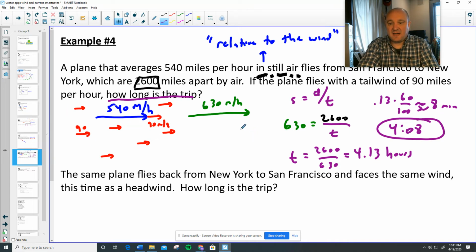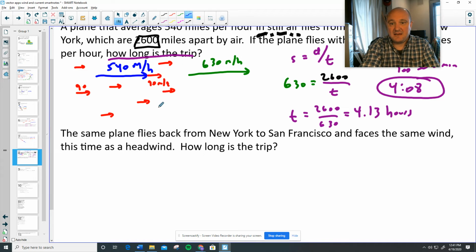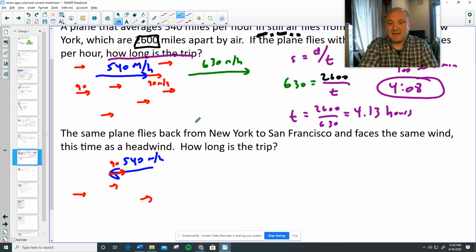What about if I'm going from New York back to San Francisco? And I've got the same wind going. So this time, I'm traveling this direction. Same plane, so 540 miles an hour, but the wind is still going west to east. So this time, it's knocking me back 90 miles an hour. So on balance, I'm going this direction, but I'm going 540 miles an hour minus the 90 miles an hour. I'm only going 450 miles an hour.